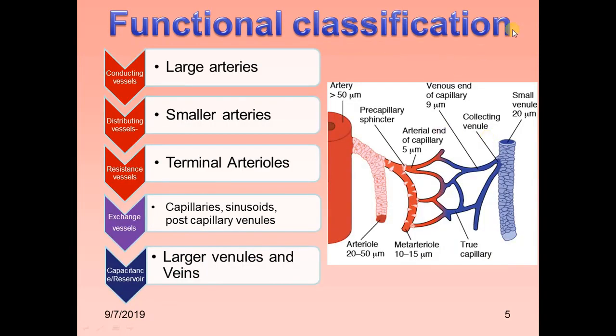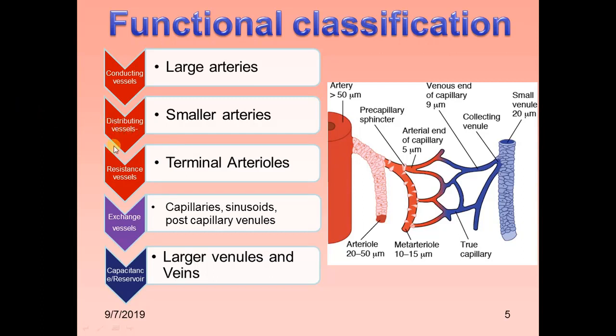Now, in the functional classification, you can classify all the blood vessels in the body into conducting vessels. They are responsible for conducting the blood; they are the large vessels, and the aorta is a very good example. The next line of vessels after the conducting vessels are the distributing vessels, the small arteries, such as the brachial artery, femoral artery and axillary artery.